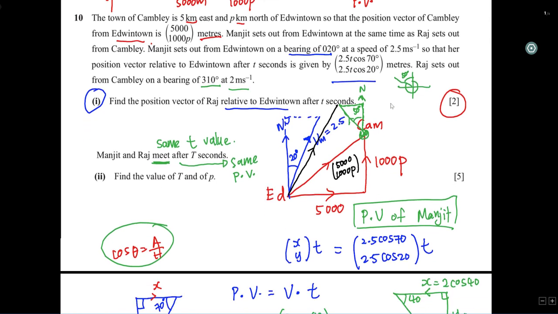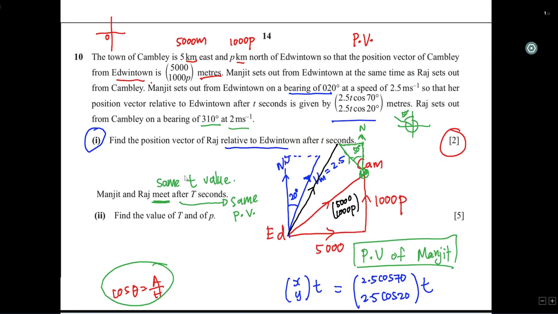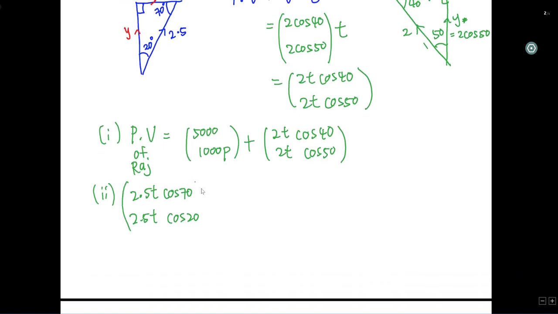So this is 2.5t cos 70. Now I'm doing the second part. This is 2.5t cos 70, and the other one is 2.5t cos 20. Let me just double confirm. Yep. So this is the position vector of Manjit, equal to the position vector of Ra. I will join them together, it's easier for my calculation. This is 5000 plus 2t cos 40, and this one is 1000p plus 2t cos 50.